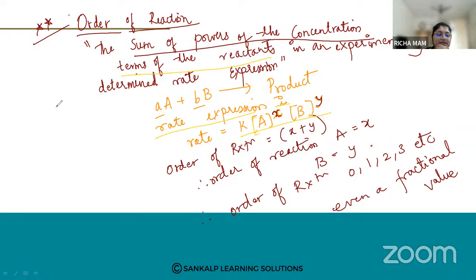Okay. So by applying this, let us calculate the overall order of the reaction. I'll give you some rate equations. By seeing the rate equations, you have to calculate the order of reaction. The first one: A raised to 1 by 2, B raised to 3 by 2. Tell me how to calculate. The second one: K times A raised to 3 by 2, B raised to minus 1. Calculate. So what is the order of reaction?